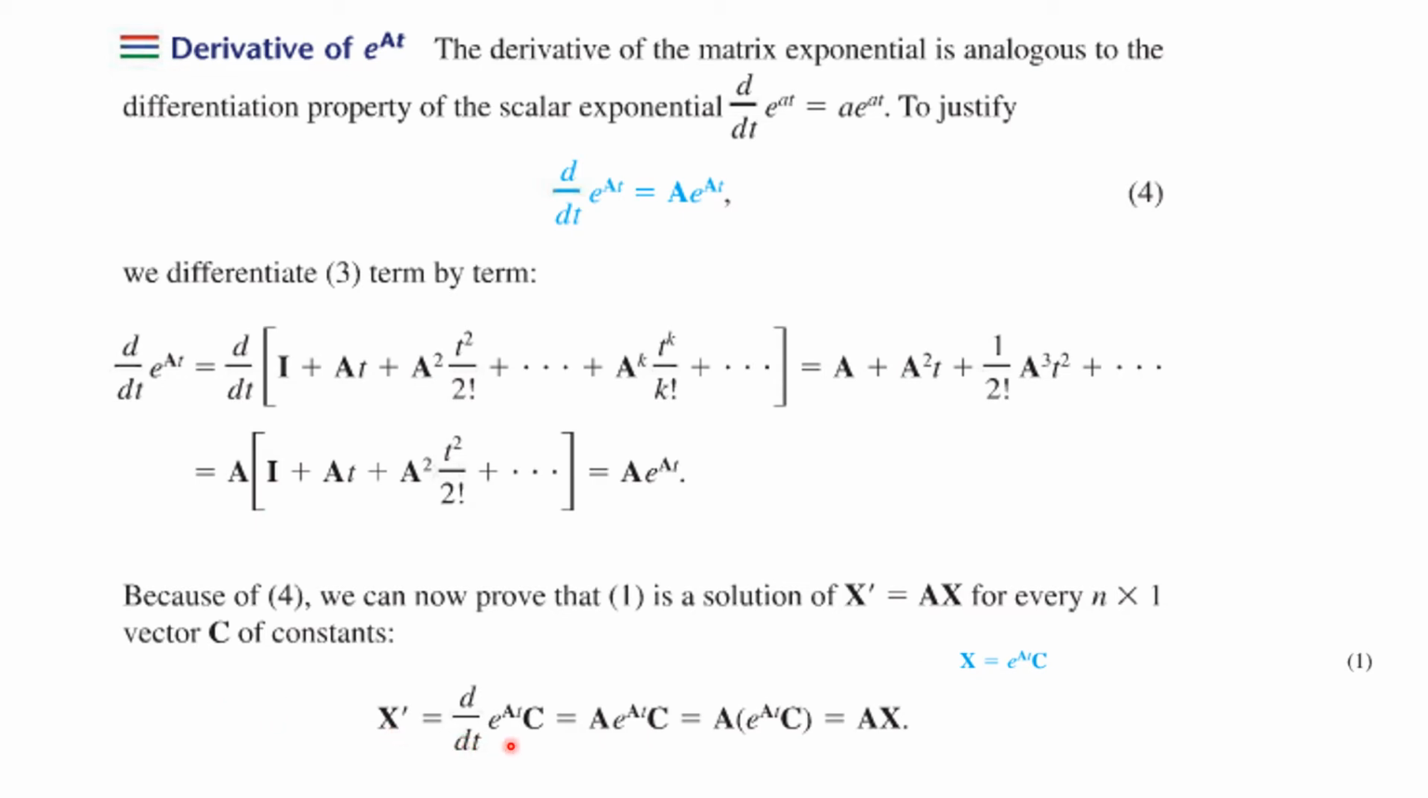So if I take the derivative of that with respect to t, I get A, and this is e to the At, and the constant just sits there, a post-multiplication kind of thing, and that's the same thing as A. It's associative, and so I will do this, and that's A times x. So you see this e to the At times c, where c is a constant n by 1 vector, is a solution to this differential equation.